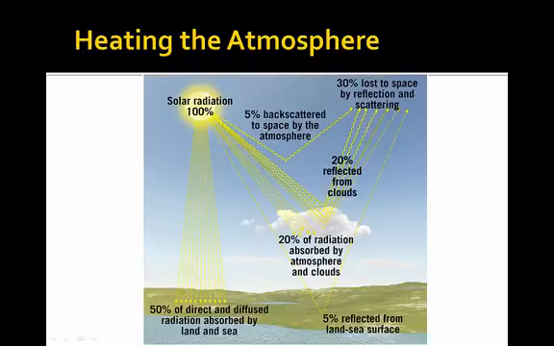What happens to that energy depends on its wavelength and the composition of the atmosphere. Some solar radiation will be transmitted through the atmosphere, and once it hits the surface, the energy can be absorbed or reflected. The rest of the solar radiation will be absorbed or redirected by the atmosphere.